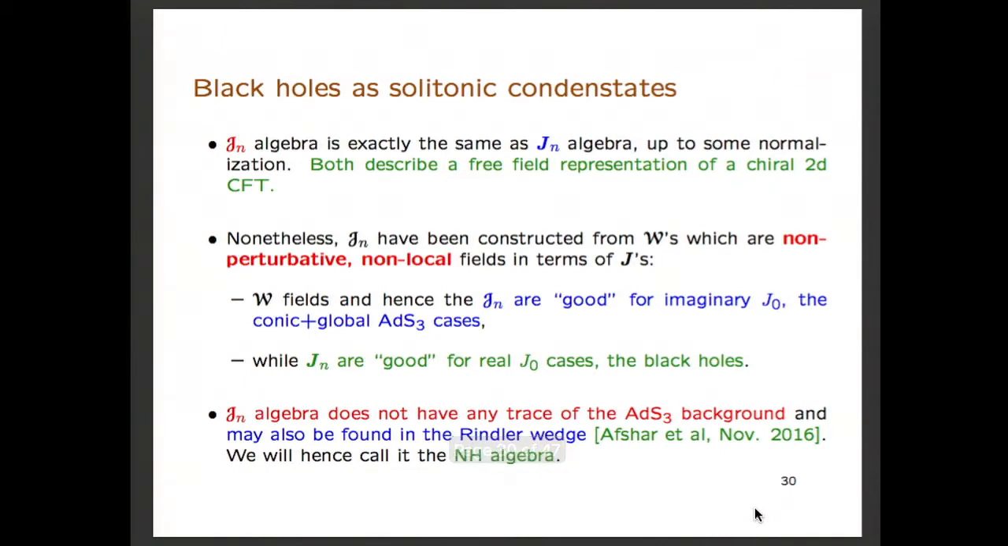So the general idea is that a generic BTZ black hole is a solitonic state in this J algebra viewpoint, this curly J. You may view it as some condensate or solitonic state of the conic spaces.